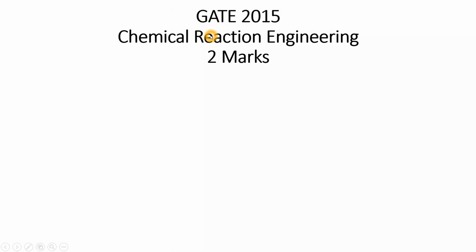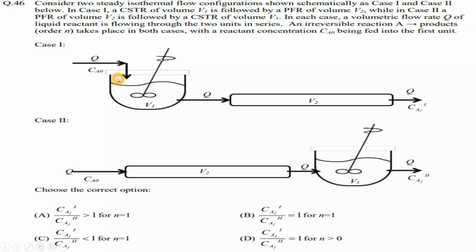Our next question is from GATE 2015 Chemical Reaction Engineering for 2 marks. The question is, consider two steady isothermal flow configurations shown schematically as case 1 and case 2 below. In case 1, a CSTR of volume V1 is followed by a PFR of volume V2, while in case 2, a PFR of volume V2 is followed by a CSTR of volume V1. In each case, volumetric flow rate Q of the liquid reactant is flowing through the two units in series.